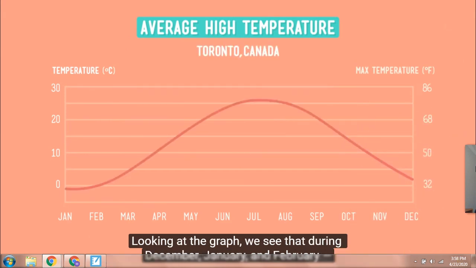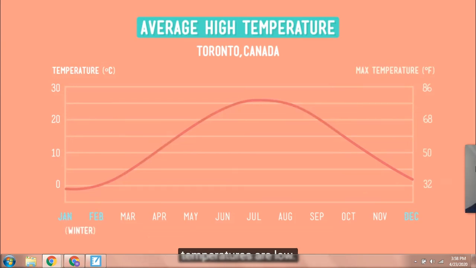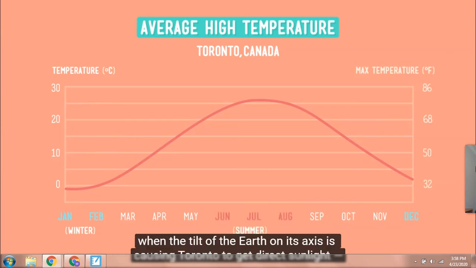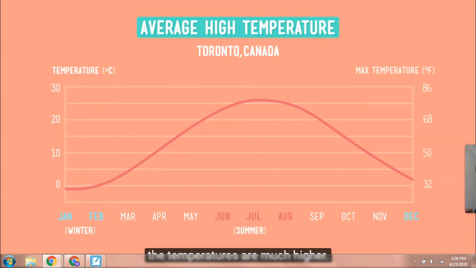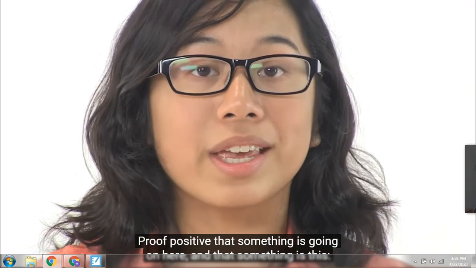Looking at the graph, we see that during December, January, and February, when the northern hemisphere is getting very little direct sunlight, temperatures are low. And in the months of June, July, and August, when the tilt of the Earth on its axis is causing Toronto to get direct sunlight, the temperatures are much higher. Proof positive that something is going on here, and that something is this.